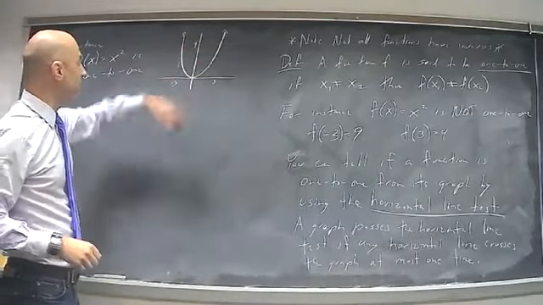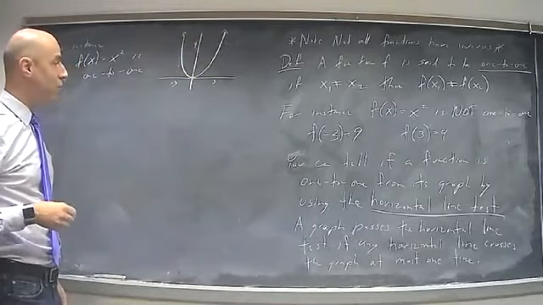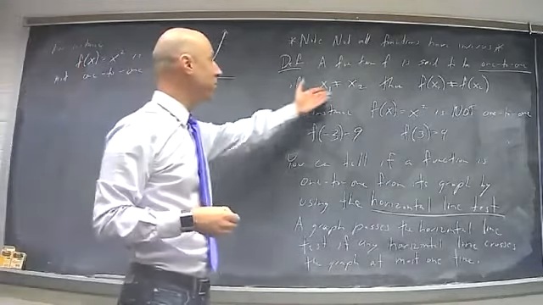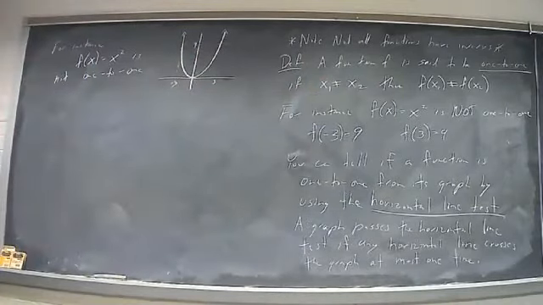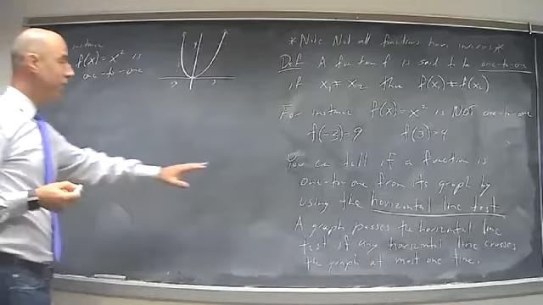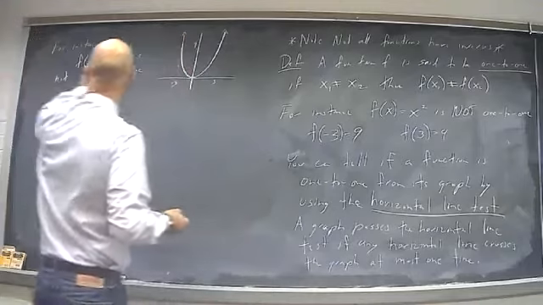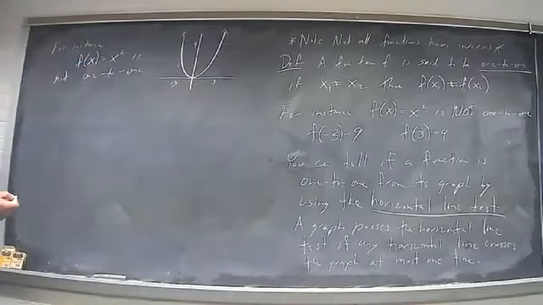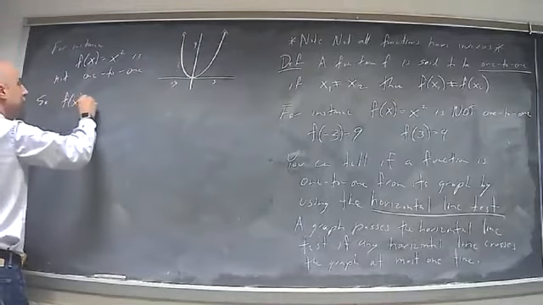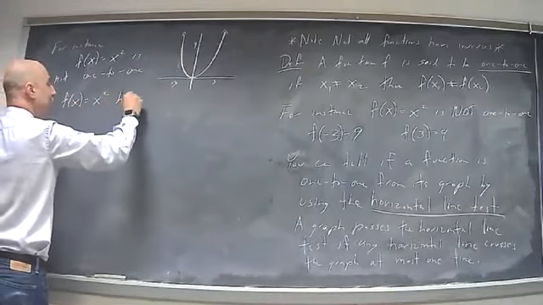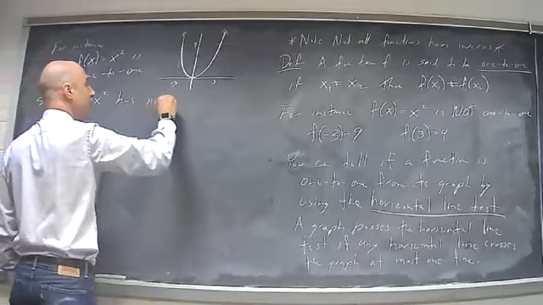So saying that there's a horizontal line which crosses the curve more than once is the same as saying that there's two different x values that give you the same y value. It's two different ways of saying exactly the same thing. And according to this, that means that f of x equals x squared has no inverse.